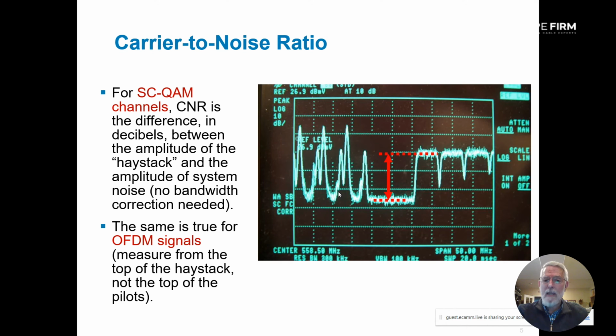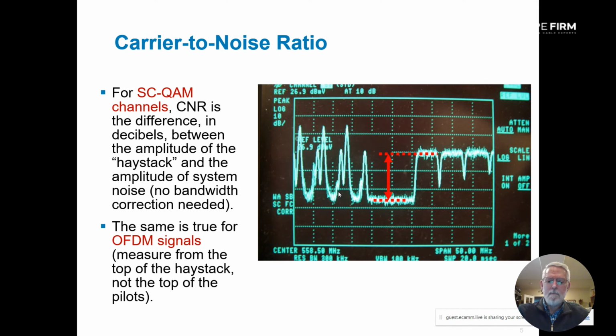An important point when measuring the height of an OFDM signal on a spectrum analyzer: don't measure the top of the pilots. They're typically boosted 6 dB above the top of the data subcarriers. You want to measure from the data subcarriers. So basically the haystack, but not from the top of those pilots. And then, of course, you measure the noise as before, and that gives you your carrier to noise ratio.